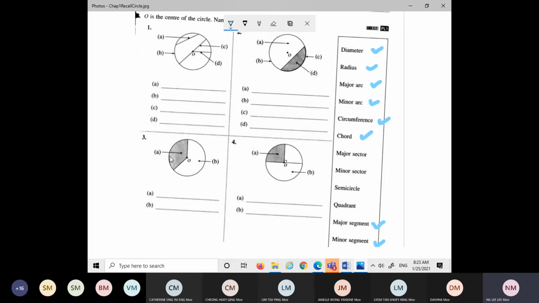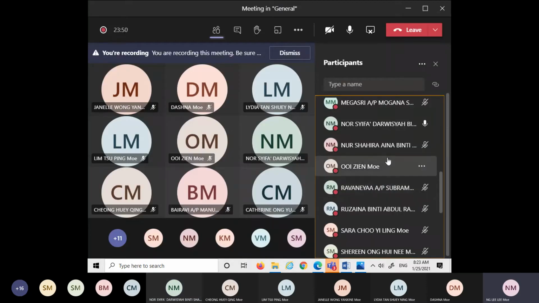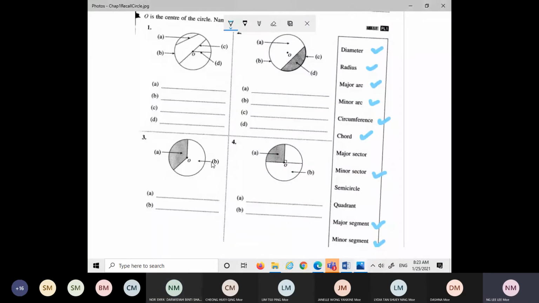Shifa? Sorry, cannot hear you. Sector. Yeah, it's a sector, but smaller piece, we call it minor sector. Very good, minor sector. Okay, next girl after Shifa is Shahira. Okay, very good. Shahira, come. What is 3B? Cannot hear you. Major sector. Okay, major sector, very good.